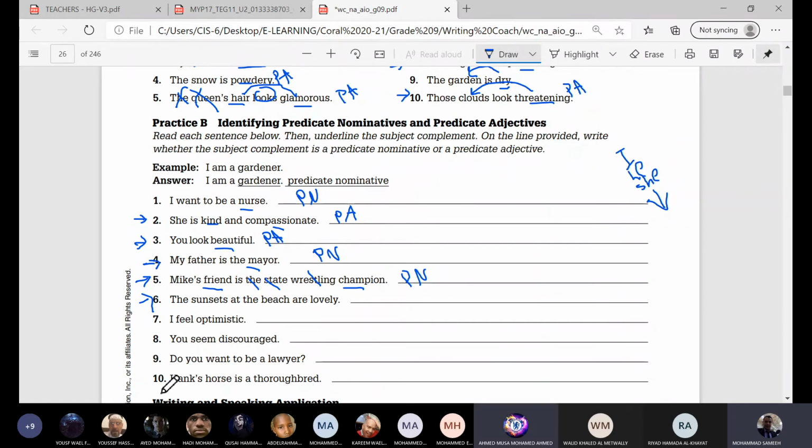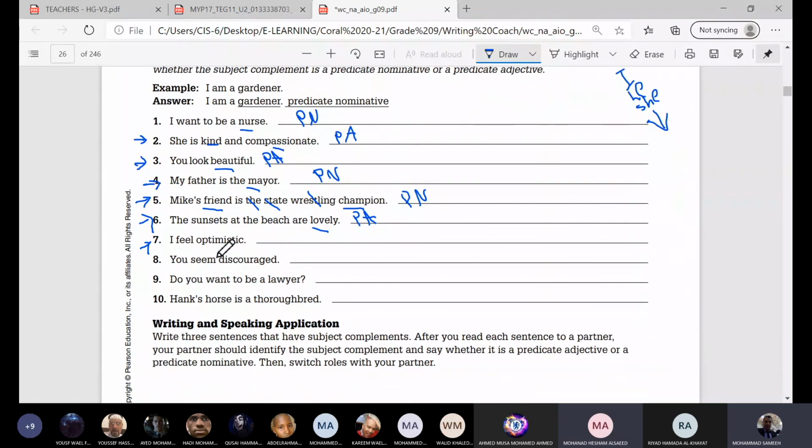Number 6. It's lovely and predicate adjective. Lovely. Okay, lovely comes after the linking verb are. Yes, predicate adjective. Very good. Okay, number 7, Muhammad. I feel optimistic. It's optimistic and it's a predicate adjective. Sure, it's an adjective describing I. Good. Number 8.